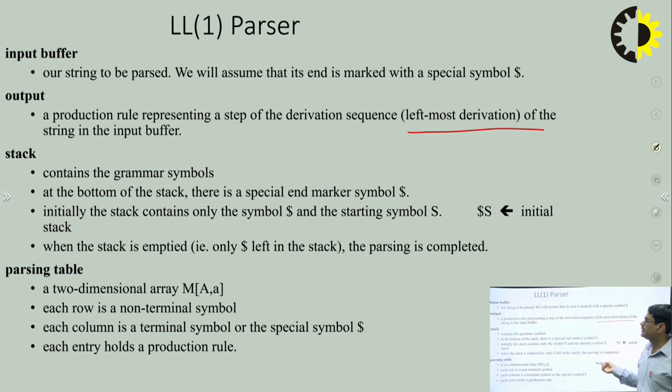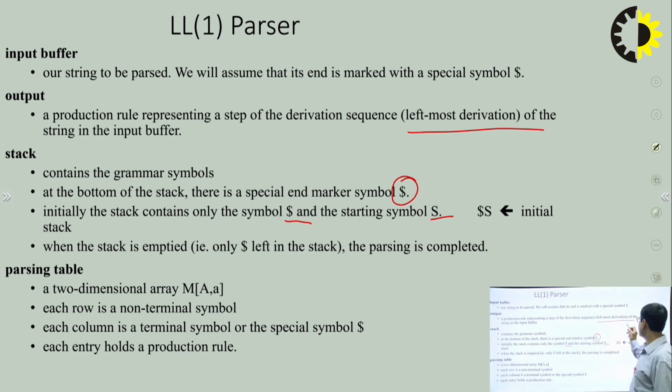Then the stack contains the grammar symbols, and at the bottom of the stack we use a right-hand marker, the bottom end marker, because the marker is the indication of completion of the particular sequence. There should be some indication where we can say that the process has ended. For that purpose we use this bottom end marker. Initially the stack contains only the symbol $ and the starting symbol S.